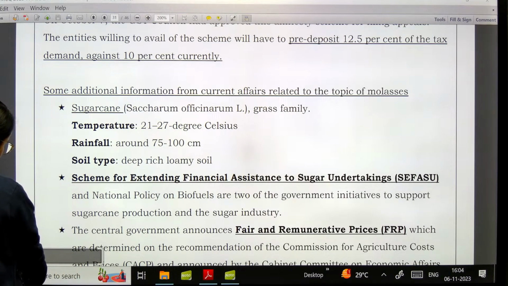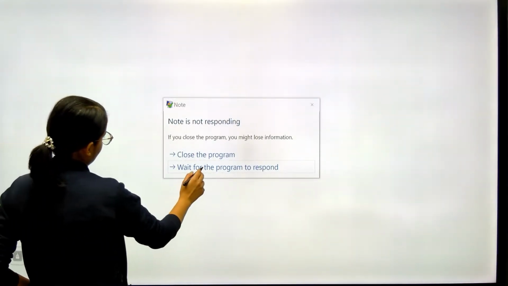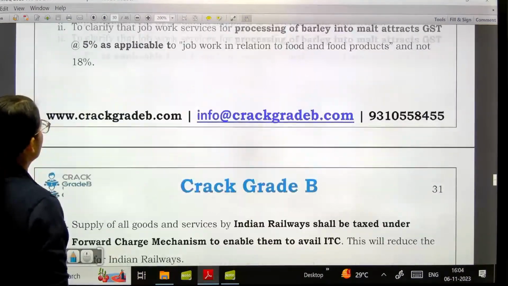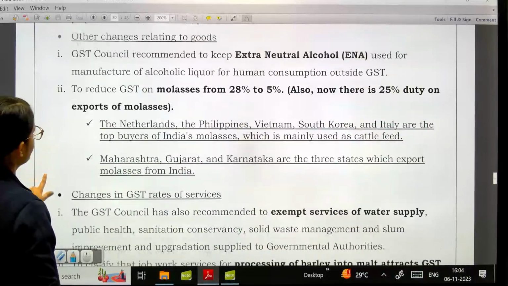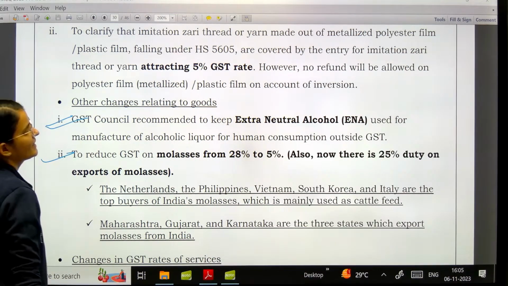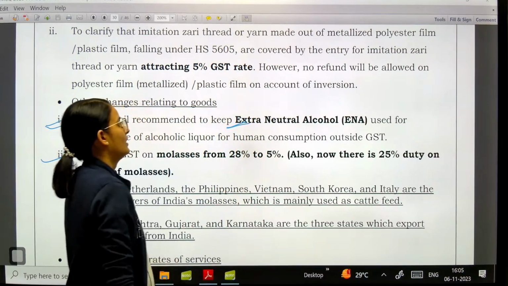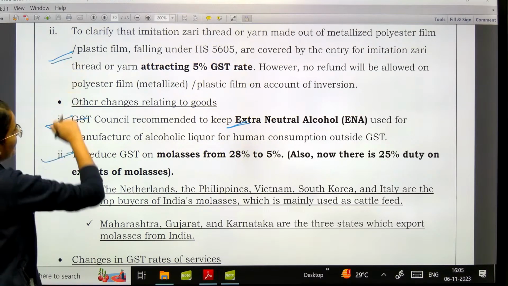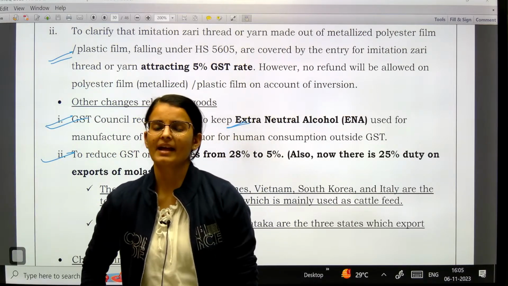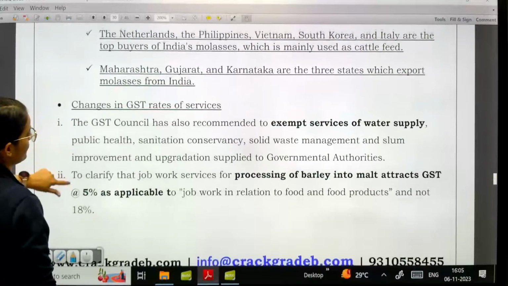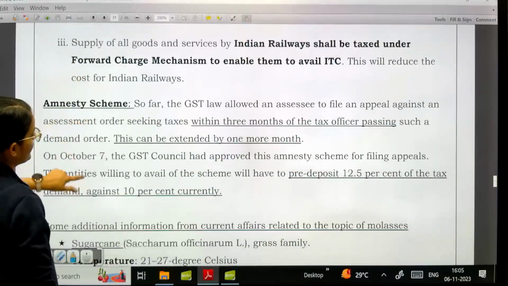Okay, let me remind you again of the GST changes, that is on molasses from 28% to 5%. There is a request to keep extra neutral alcohol outside the purview of GST, and for pre-packaged bajra it is 0%, and after packaging and labeling it is 5%, right? Got it now? These are the major changes. And for job services, for converting barley to malt, it is 5% GST, right?